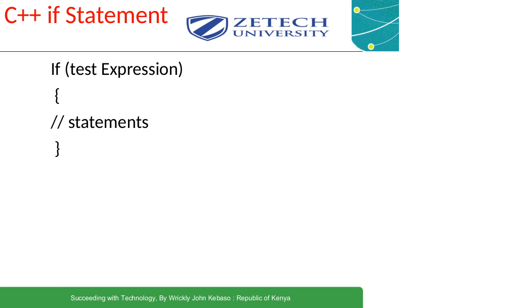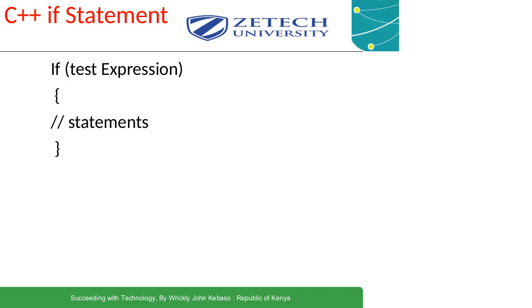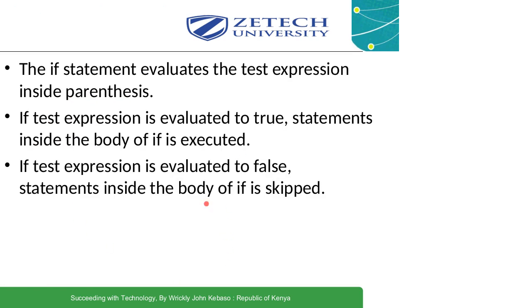That particular statement will be evaluated, and if the test expression is evaluated to be true, if the condition is found to be true, then the statement inside the body of the if will be executed. The control will come inside here, and what will be found in this section, the body of the if statement, will be executed if the condition is true.